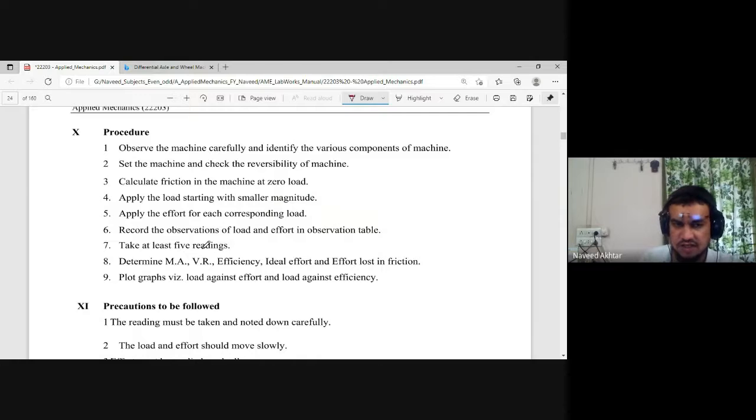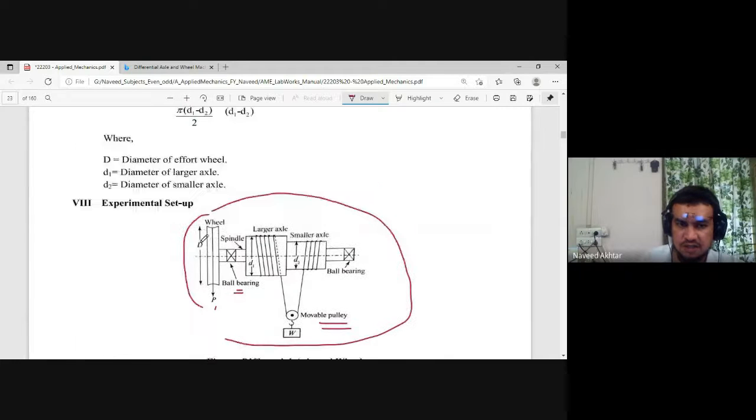So what are the various components of the machine? You can see this is the wheel. Then here are two ball bearings. Then the large axle, then the smaller axle, and the string attached to both the smaller and large axle.